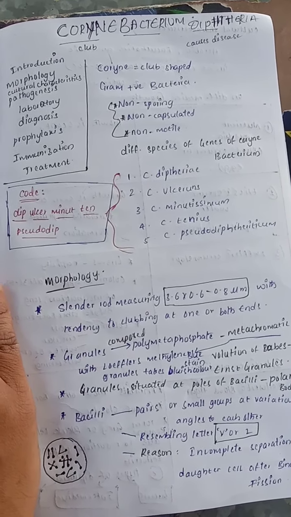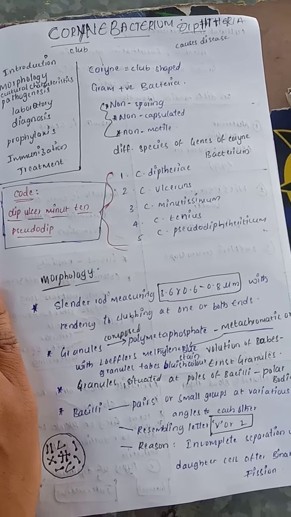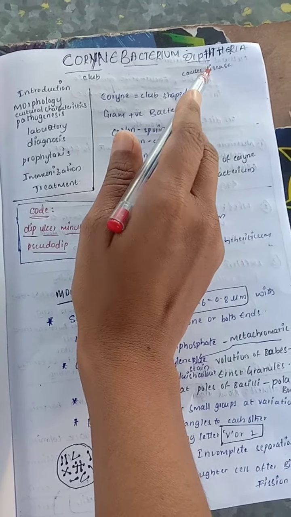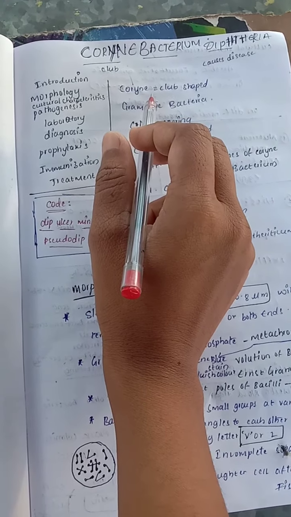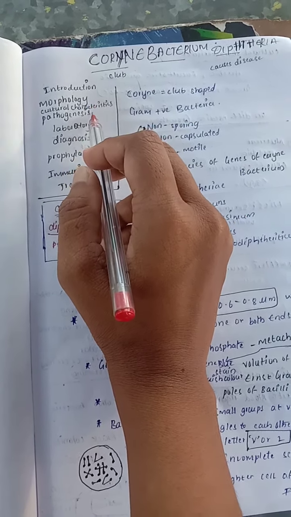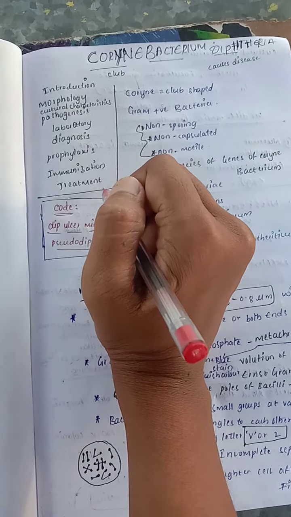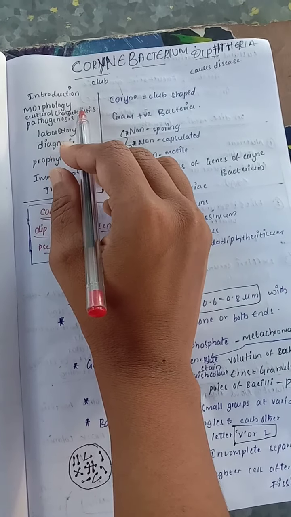What do you mean by Corynebacterium diphtheriae? It is a club-shaped bacterium which causes the disease called diphtheria in humans. So in this chapter we are going to explain the introduction, morphology, cultural characteristics, pathogenesis, laboratory diagnosis, prophylaxis and immunization, and other treatment. Now let us come to the introduction part.